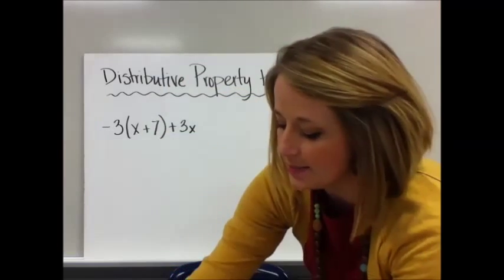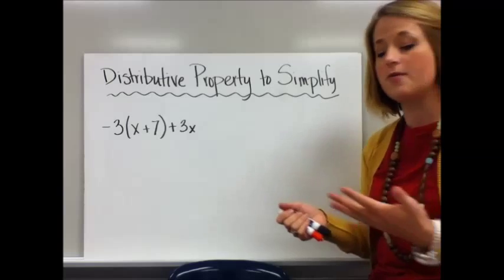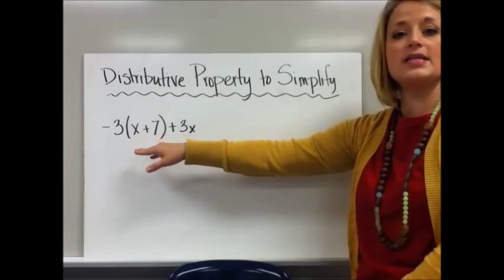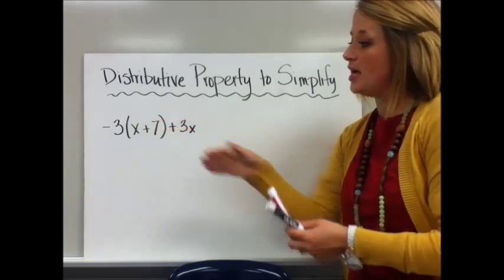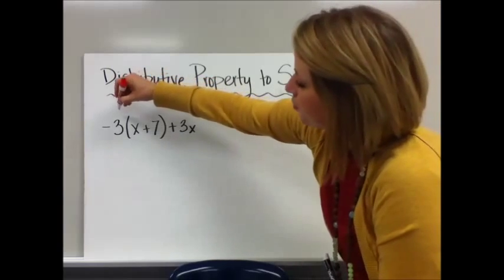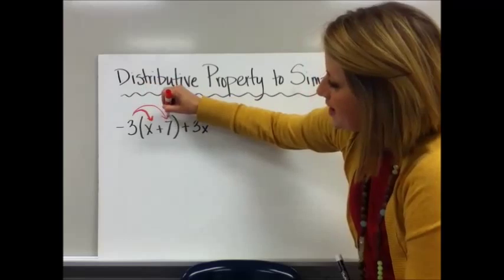Another way that you are going to simplify these expressions is using the distributive property. Remember that from the last unit. It means that when you see a number against the parentheses, you're going to distribute that number to each term inside. You're going to multiply it. So I'm going to take negative 3 and I'm going to multiply it by each term, by x and by 7.